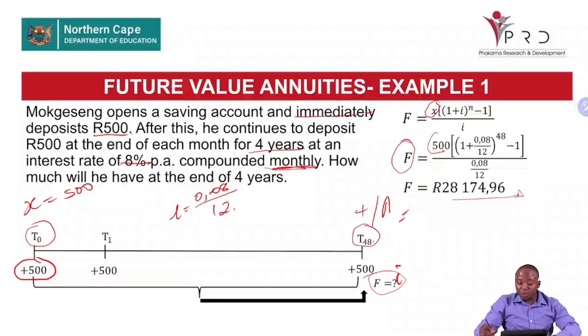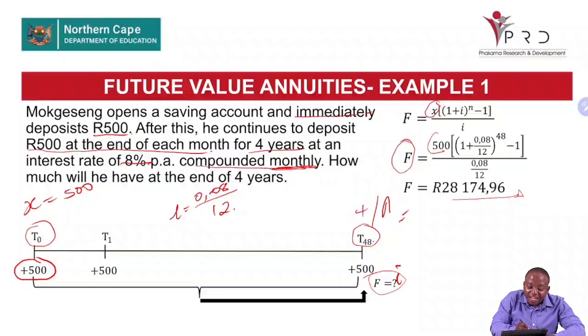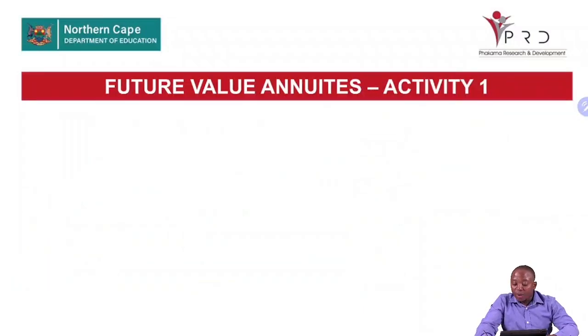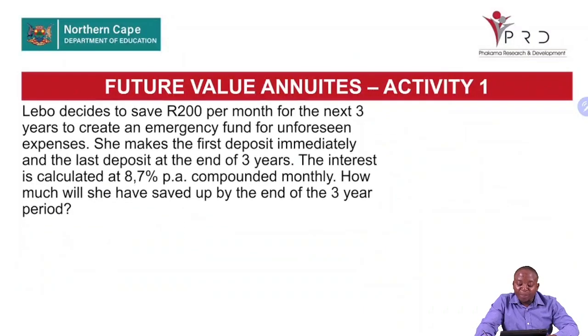If I were to highlight something, remember, under annuities, the regular payments must correspond with the compounding period, and they are corresponding here. As you can see, it's 500 at the end of each month, and it is compounded monthly. Right. Now, I'm going to give you 2 minutes to complete the following activity.